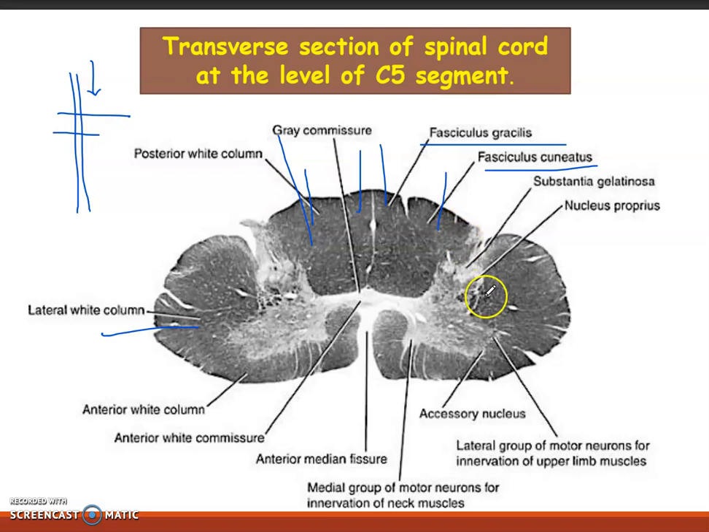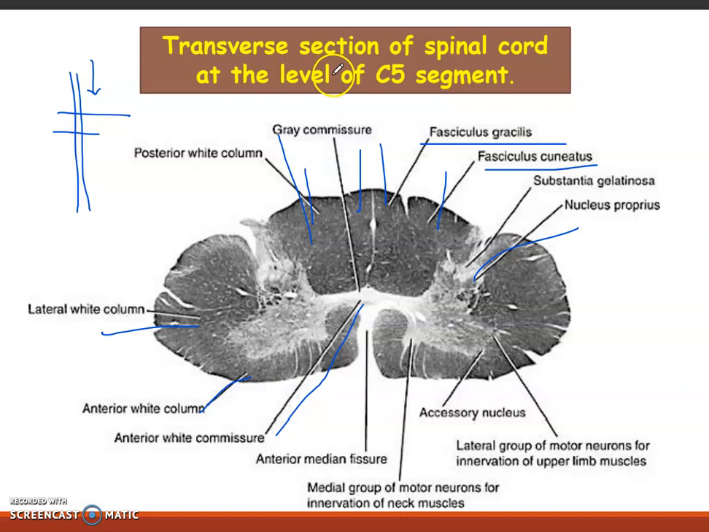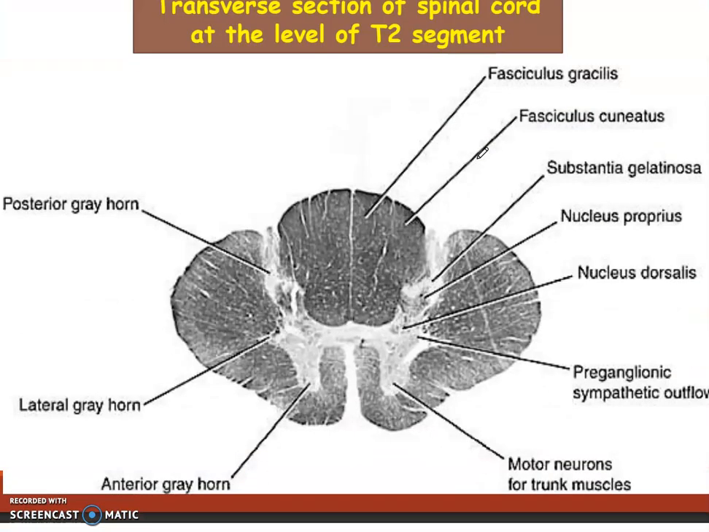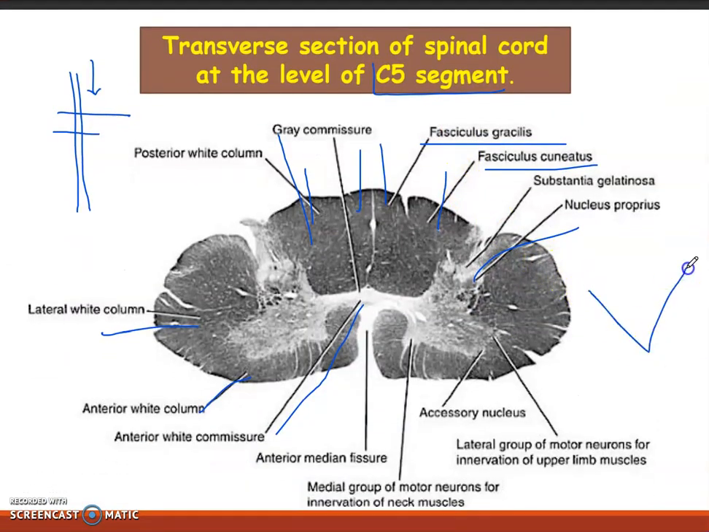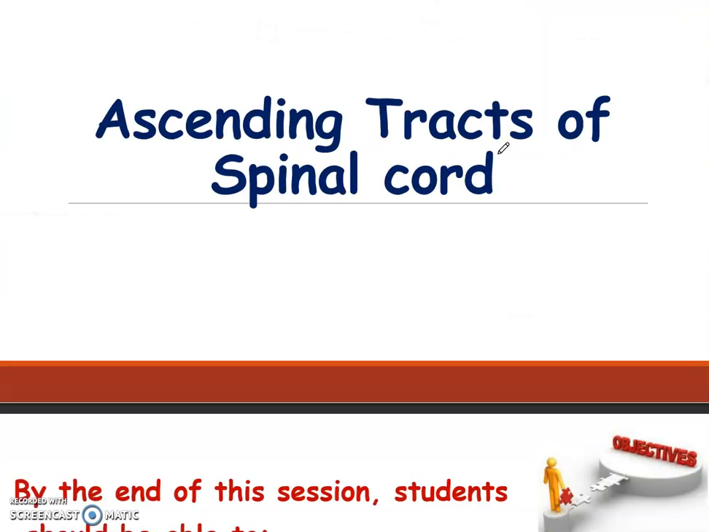Okay, and this is the nucleus proprius, and these are the anterior white column and anterior white commissure. This section is of the C5 segment, cervical 5. Okay, and this is the T2. As you can see, it's shrunk. This is quite broad, and this is not very broad as compared to the previous section, because as we move down the spinal cord, the sections become shrunken, and the same things are present here.